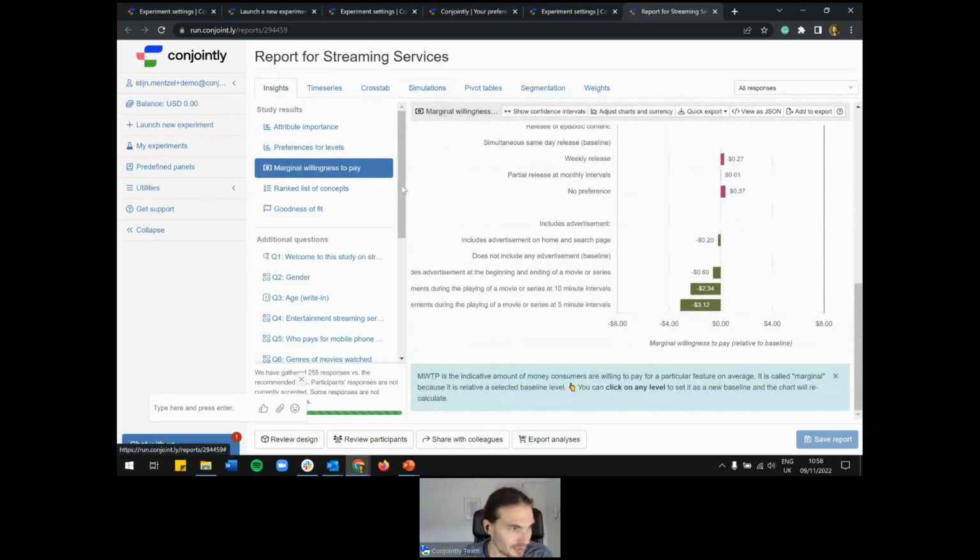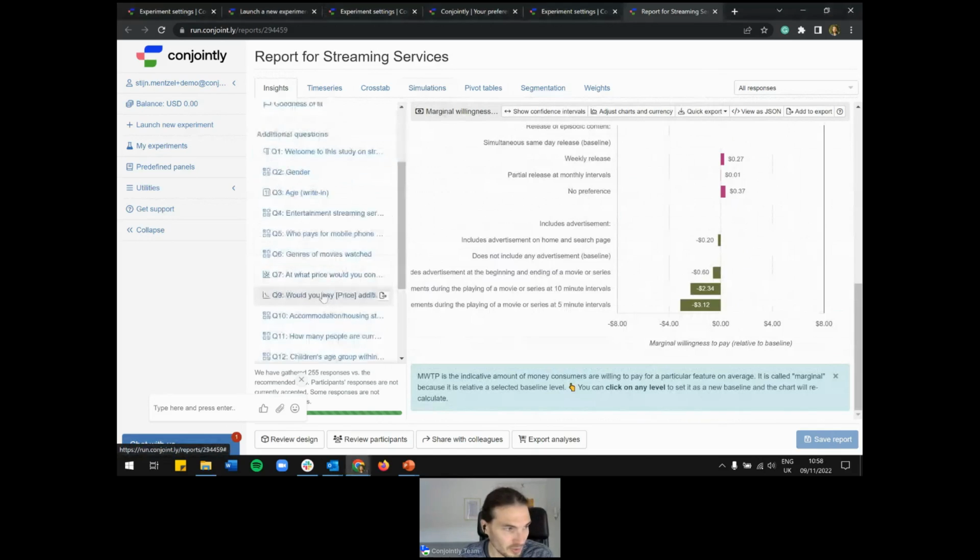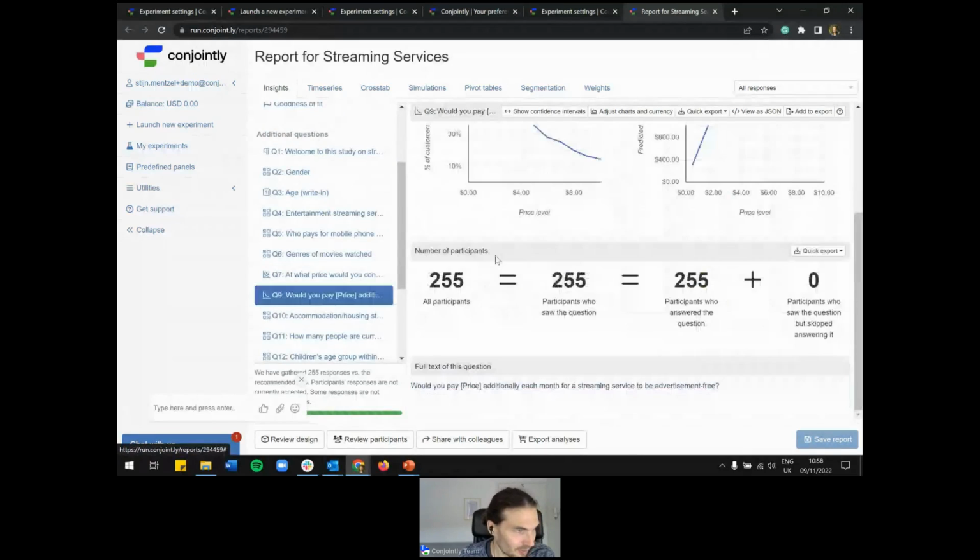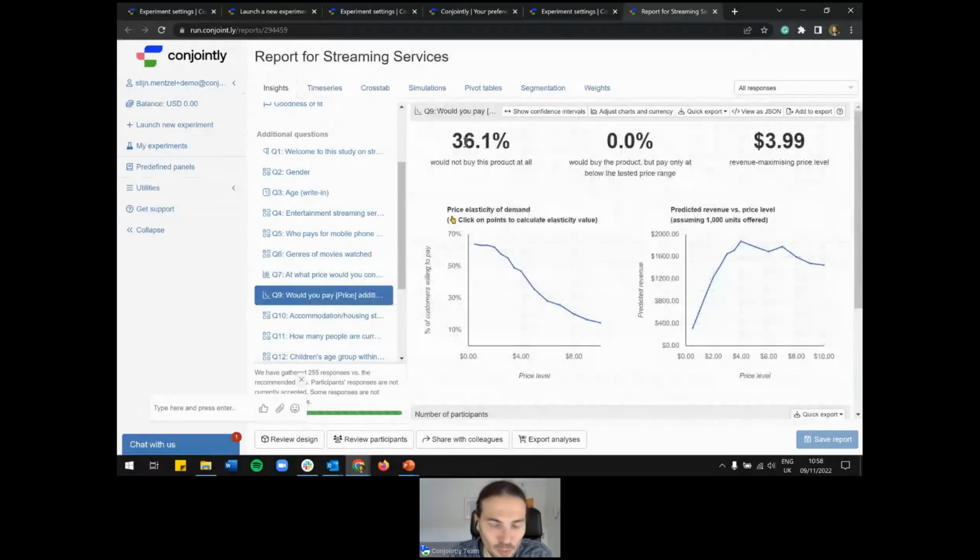I'm going to do that in a second, but remember I had a Gabor Granger asking, what are people willing to pay to not have ads? First of all, 36% of people refuse to pay additional money to not have ads. I can understand that. They're going to add ads anyway, so I'm not going to pay extra for it. So the highest value I can get is 63.9%, which we see here.